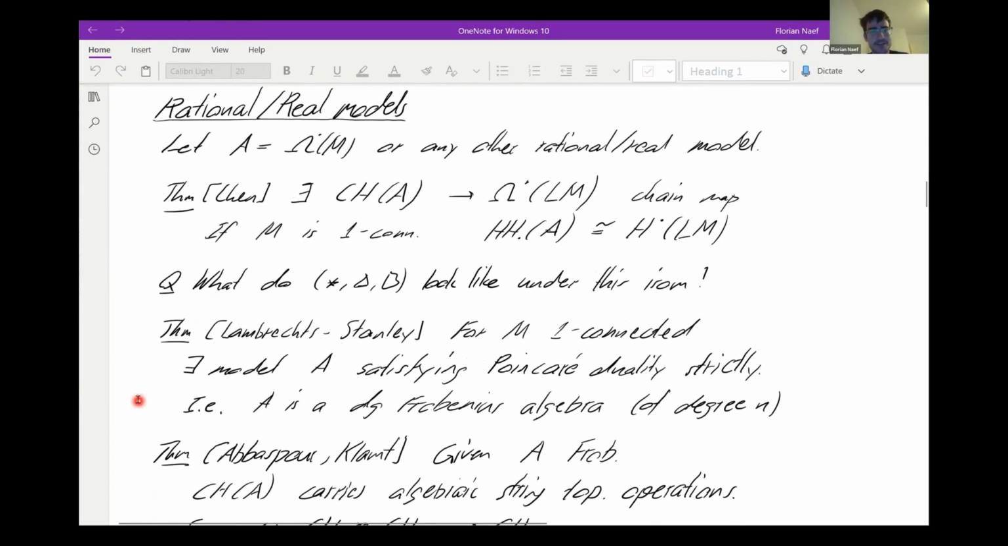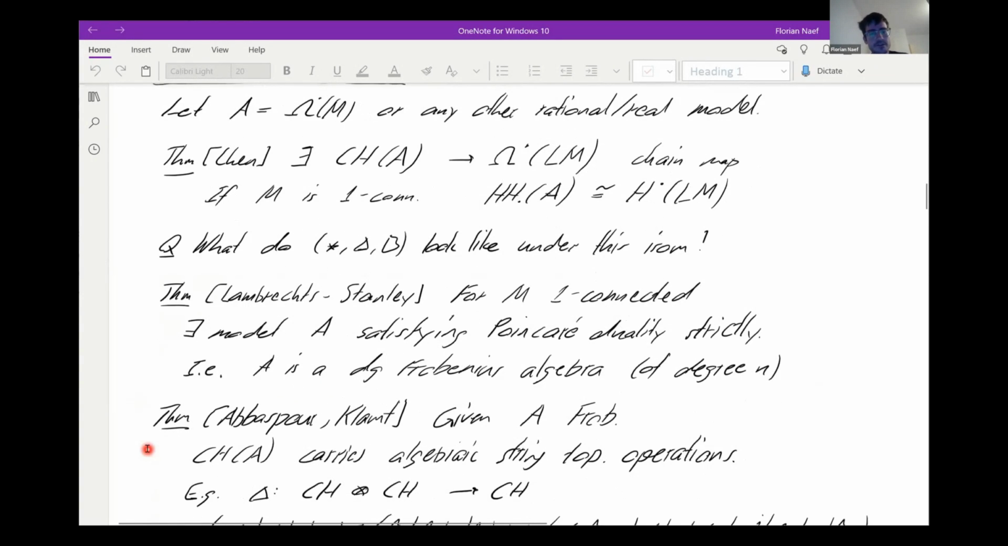Right. So in particular, if M is simply connected, then we can choose a model that has some additional property. It turns out if you are given a Frobenius algebra, then you can take your favorite model, like the standard model for chain algebra, and you can algebraically construct all types of string topology operations that you could wish for.